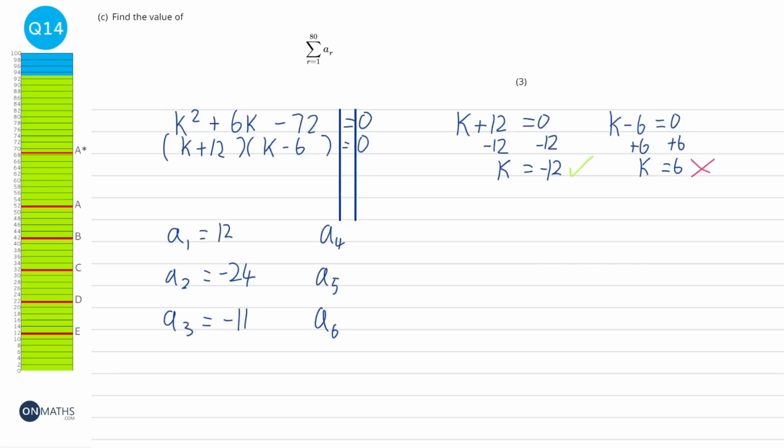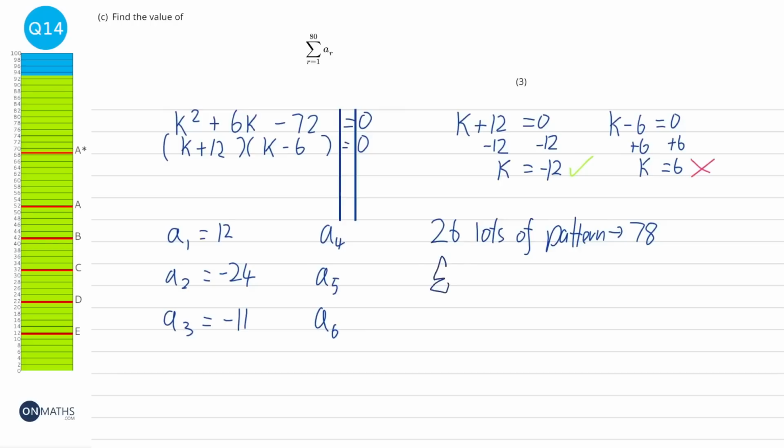Now, if you think about 80 terms, and we're having this pattern repeat again and again and again, we're going to end up with these three things happening 26 times. So 26 lots of the pattern will bring us to 78. Now we're looking for the first 80, so we need another 2. So we need all of those added together. So it'd be the sum of those.